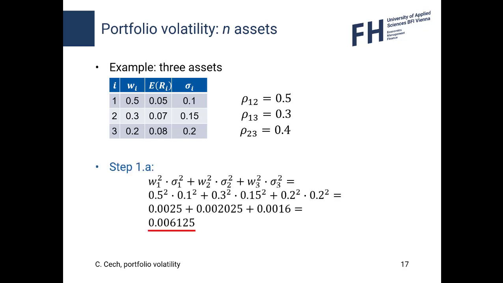So step 1a is calculated as W1 squared times sigma 1 squared plus W2 squared times sigma 2 squared plus W3 squared times sigma 3 squared. We can find the values here and simply insert them, and the result for step 1a is 0.006125.